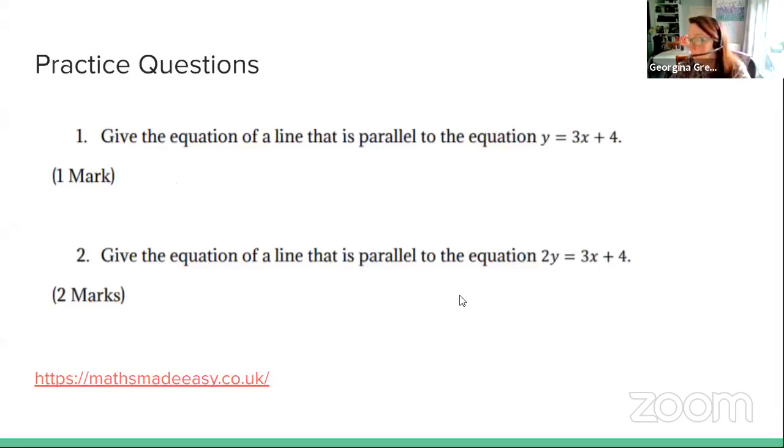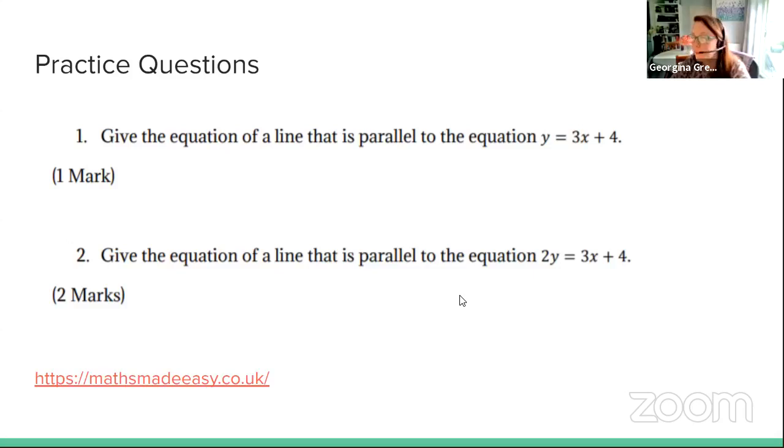So if we go back to our question over here, the equation of the line that's parallel to that has to be y equals 1.5x plus something, plus whatever you like. Okay, that's why that one's 2 marks, because first you have to rearrange the equation and then read from it the gradient.